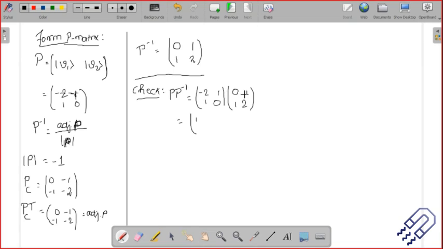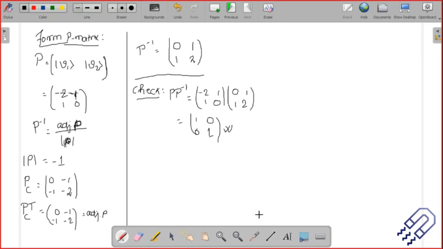This: minus 2 into 1 is minus 2, 1 into 2 is 2, minus 2 plus 2 is 0, fine. This into this, 0, 0, so this is 0. And then the identity, this is correct, right? So it is a diagonal matrix. And this is correct, right?